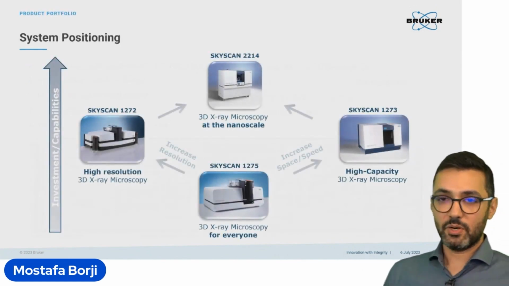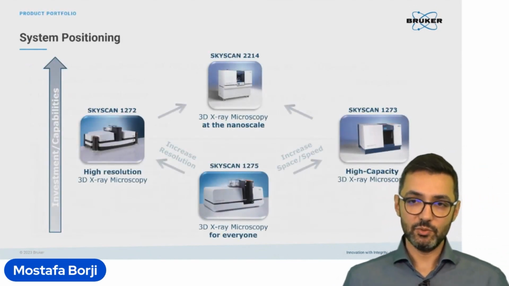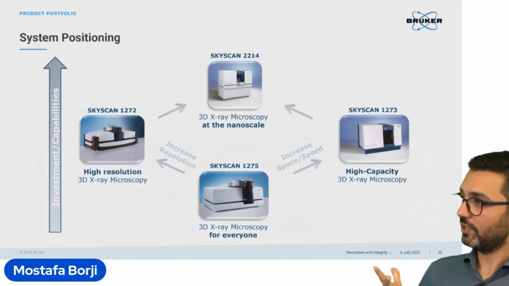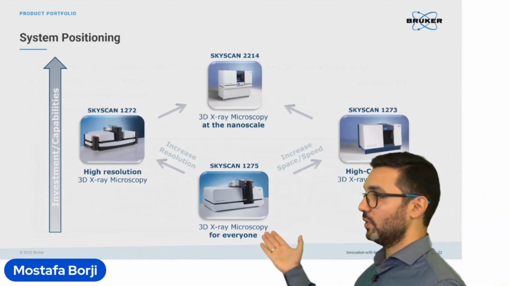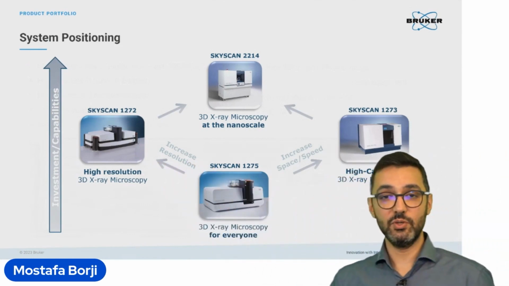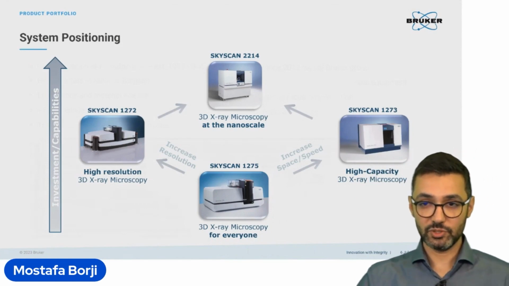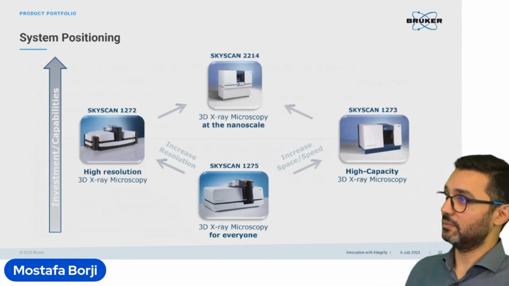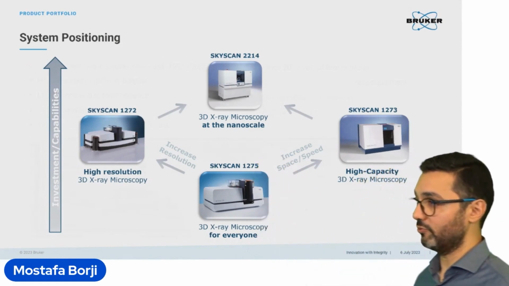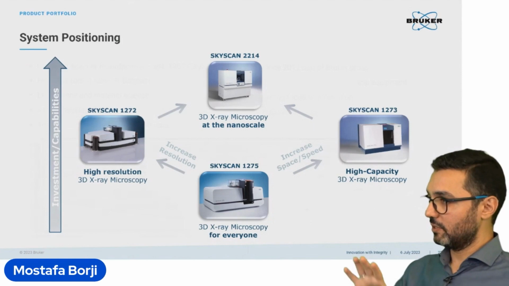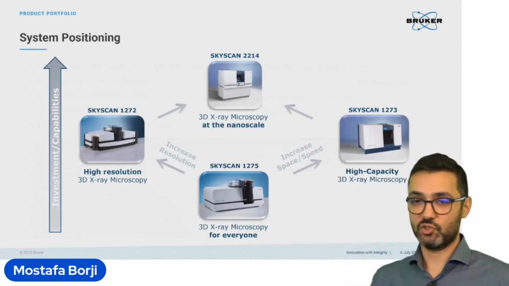So about the micro-CTs that we normally use in material science, there are three benchtops: 1275, 1272, 1273, and one floor-standing high resolution, well, actually nano resolution scanner, which is the 2214. In more detail, we will discuss each of these devices and their strengths.